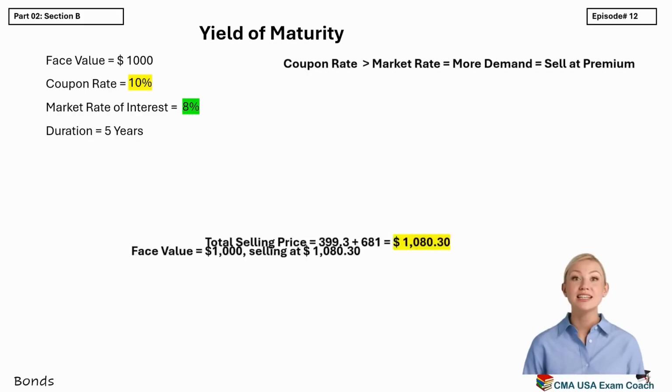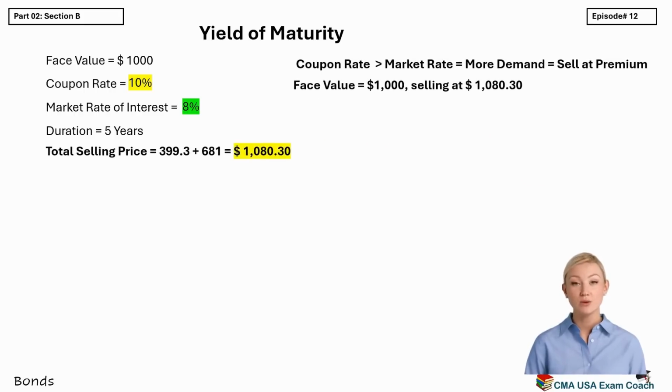The yield to maturity is the average annual return the investor will earn if they buy the bond at its current price and hold it until maturity. So let's look at the total return from the bond. First, they will receive $500 in interest over 5 years. Second, they will receive $1,000 at maturity. So in total, they are receiving $1,500.